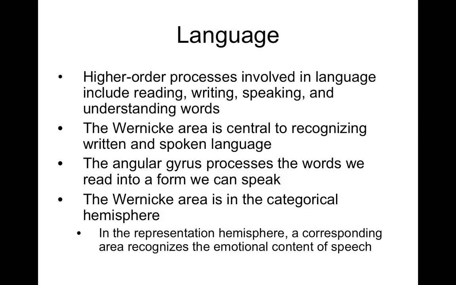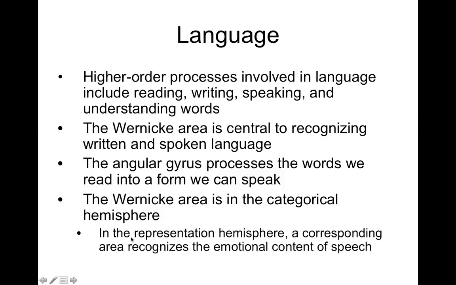So you can imagine then maybe conditions like dyslexia could be a disorder of the Wernicke's area because they might have difficulty with written language. Now, the angular gyrus nearby processes words we read into a form that we can speak because it communicates with the Broca's area. So Wernicke's area you find in the categorical hemisphere. This is why we talk about language as being like a left brain function. However, it's not always true.